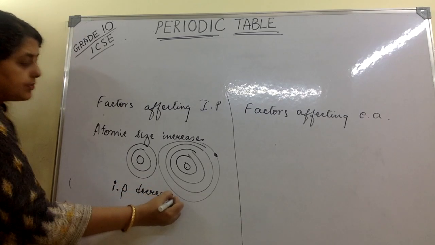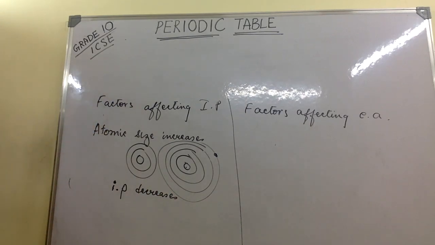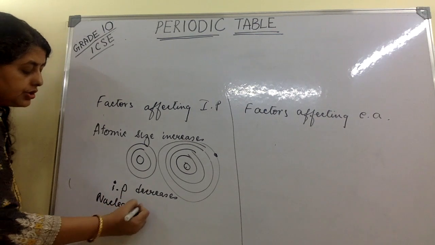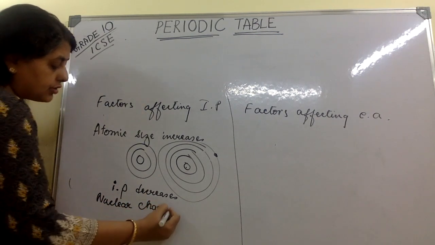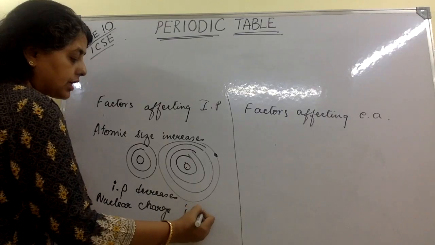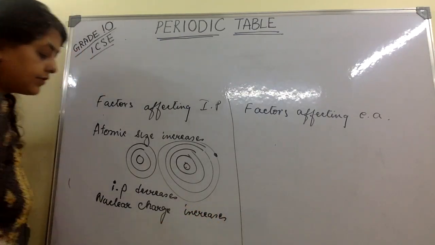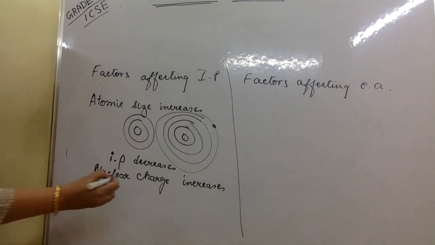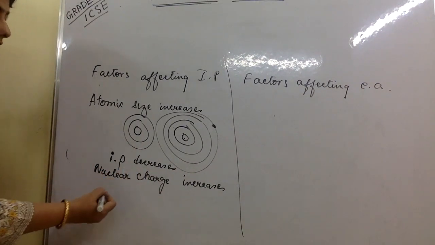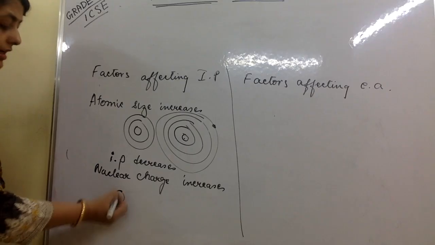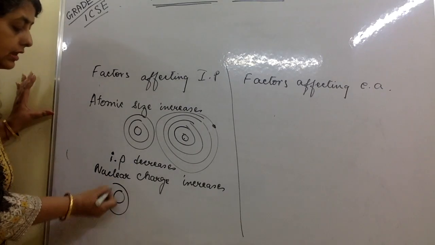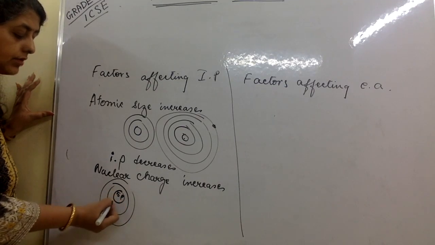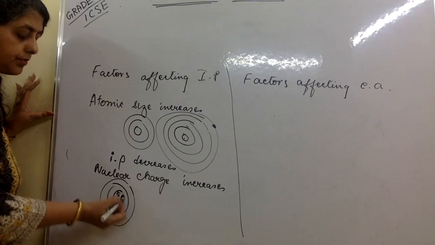And what else does it depend on? IP depends on what else? Nuclear charge. So it depends on nuclear charge and atomic size. If nuclear charge increases, what happens to the IP? IP increases. Why? Supposing there are 2 orbits and here there are 5 protons, and here there are more.